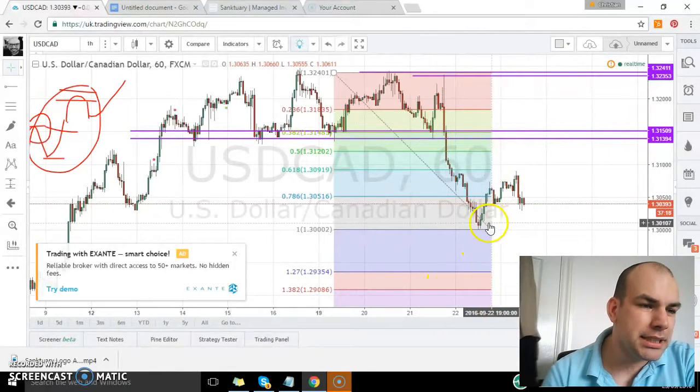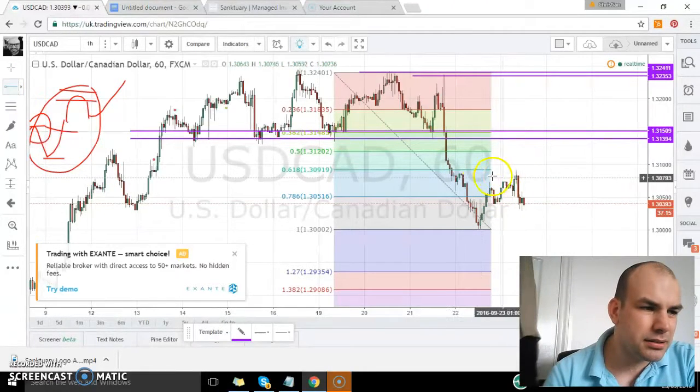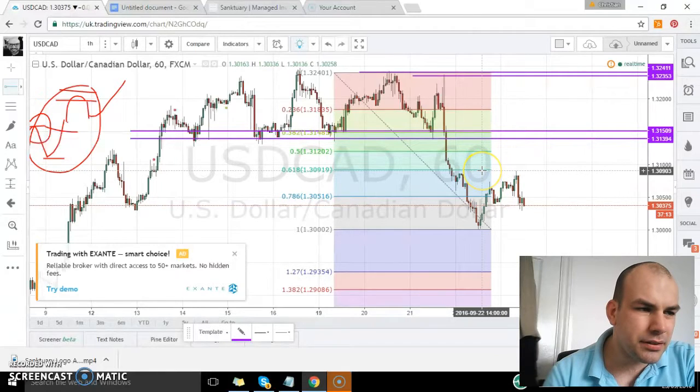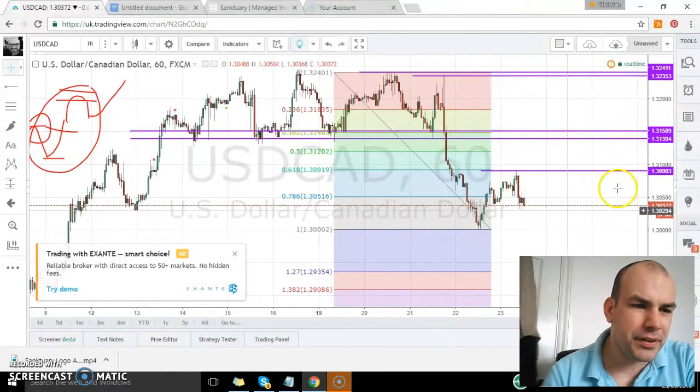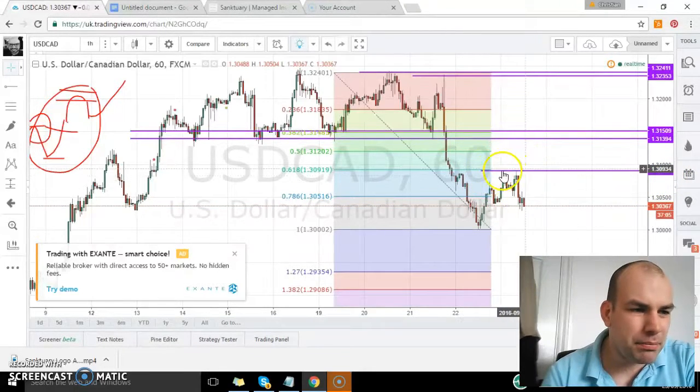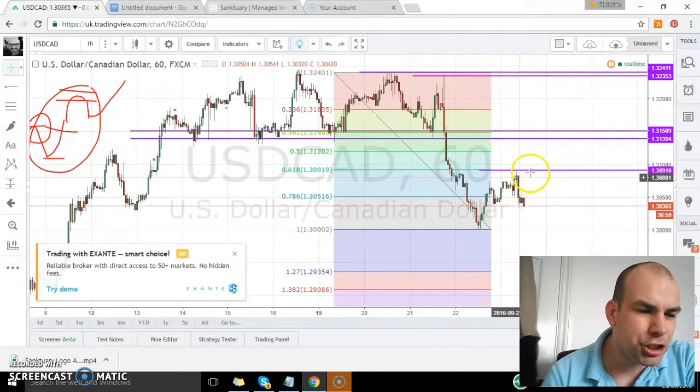So you can see here the market's come back up to this level, the 38.2 level there at 130.1309, but it hasn't quite touched it properly. So if I draw it correctly, it's a thick line, and it does actually just miss.